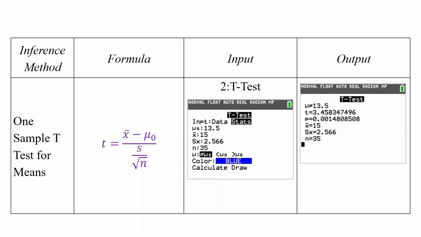Our output this time is going to report what your alternative hypothesis is, your t-statistic, your p-value, and then also report back what those statistics are. It doesn't give you degrees of freedom, but for your one sample in this situation, it would be 34.